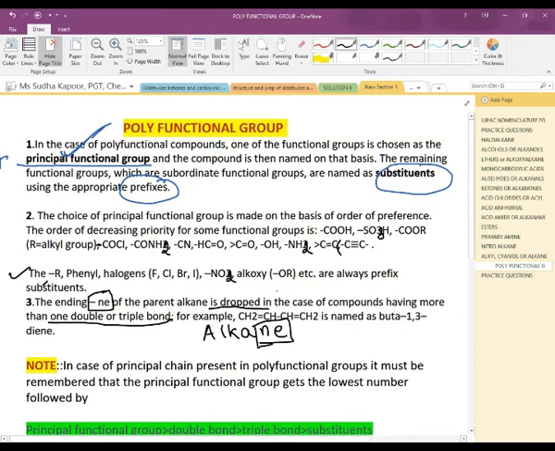For example, in this one, CH2 double bond CH, single bond CH, double bond CH2. We have taken this case. Total 4 carbons are there and the double bond is present at first and third position. So we are not going to call it but-1,3-diene. We will call it buta-1,3-diene. Remember this, in case of more than one double or a triple bond, 'ne' has to be dropped.